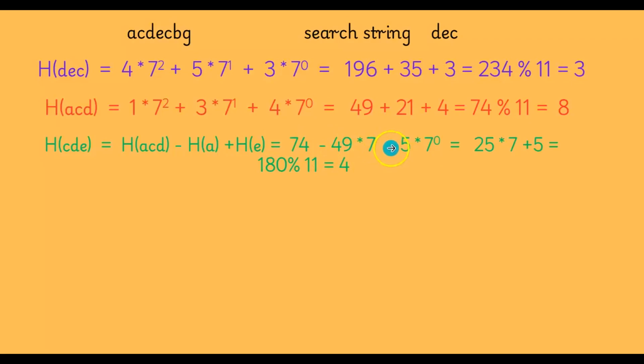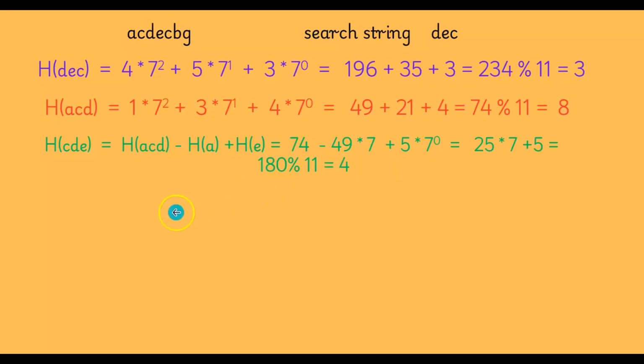Plus calculate the hash value of E. So what is the number assigned to E? A is 1, B is 2, C is 3, D is 4, E is 5. Then 5 into 7 to the power of 0. Then calculate it. You are getting 180. Then you find the modulus value. The modulus of the final result is 4. This 4 does not match with the hash value of the search string. So we need not compare each character one by one.